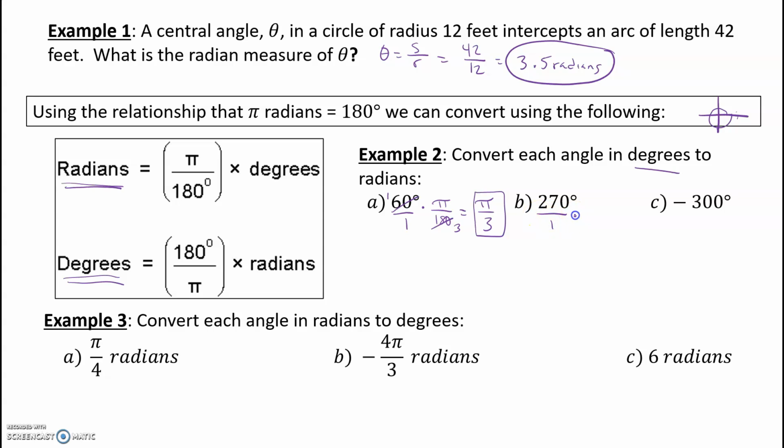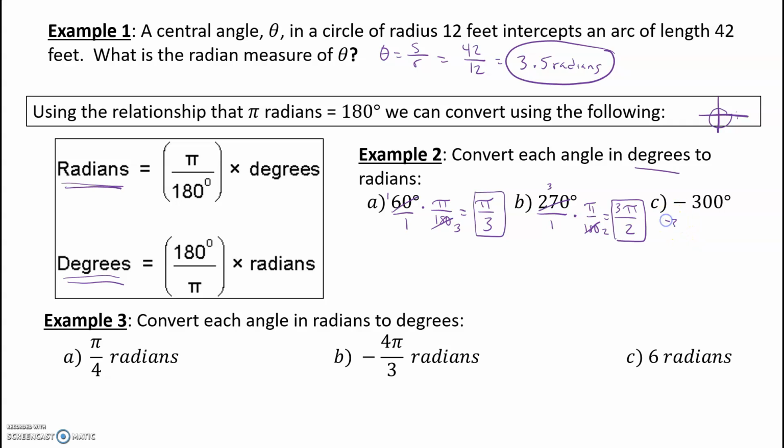Again, 270 times pi over 180. I'm going to simplify 270 and 180. Let's see, they're both divisible by 90. So divide by 90, we get 3. Divide by 90, we get 2. So we get 3 times pi is 3 pi. And 1 times 2 is 2. So 3 pi over 2 radians. Or you could have negative degrees, same thing. You get a negative radian.